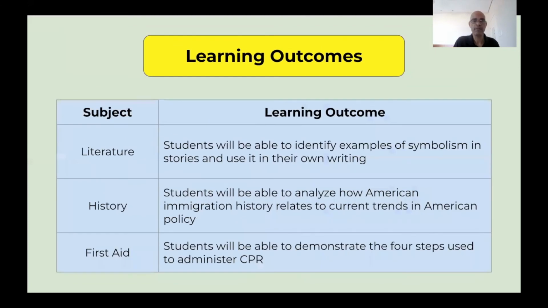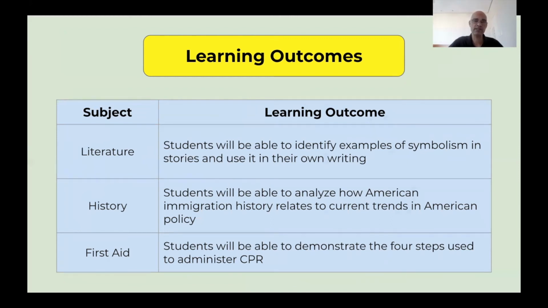So let's see some examples of learning outcomes by subject, because when you talk about CLIL, we're not talking about just language, we're talking about content areas that are being taught through a target language. In this case, which interests us for the TKT CLIL test, we're talking about English. So literature: students will be able to identify examples of symbolism, again specific, in stories, and use it in their own writing.